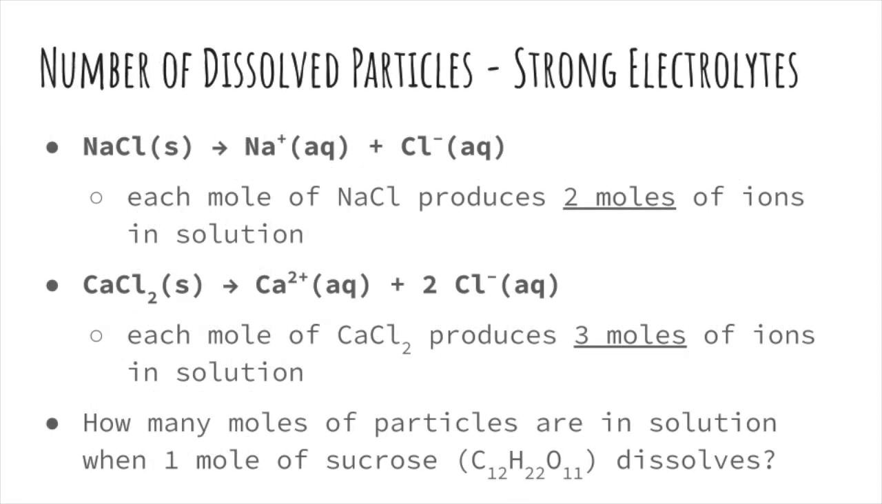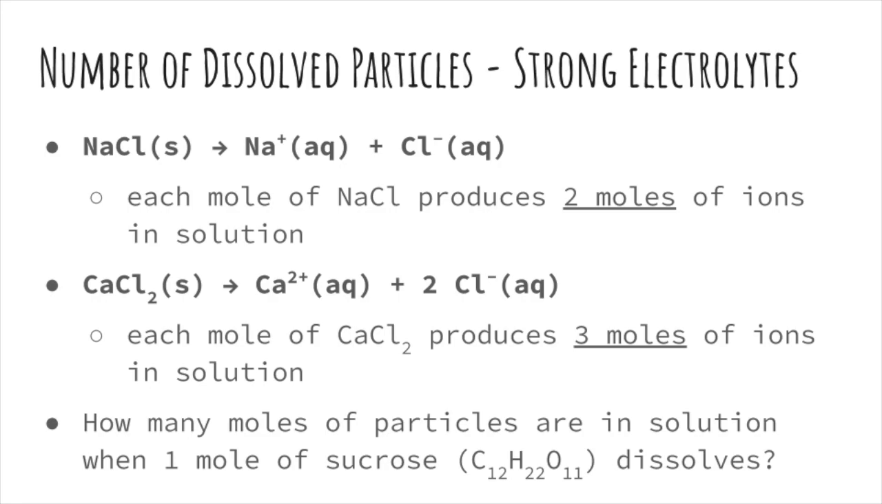When a strong electrolyte dissolves, it produces a different number of ions depending on how many ions are in one formula unit. For example, each formula unit of sodium chloride will dissociate into a sodium ion and a chloride ion. So for every 1 mole of NaCl, there will be 2 moles of ions in the solution. Calcium chloride has 1 calcium ion and 2 chloride ions per formula unit. So for every 1 mole of calcium chloride, there will be 3 moles of ions in the solution.